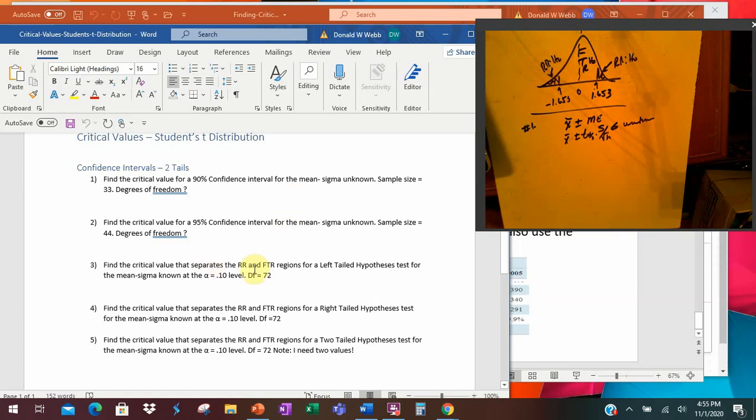Here's some hypothesis testing. Do those critical values that separate the rejection from the fail to reject regions in a left-tail hypothesis test. This should have been unknown. Do that with the sigma unknown. Degrees of freedom 72. Unknown. Degrees of freedom of 72. These all should have been unknown. I should have changed them, but I didn't. But that should get you from where you were. Just correct it in your paper for me. That'll let me know that you knew what you were doing.